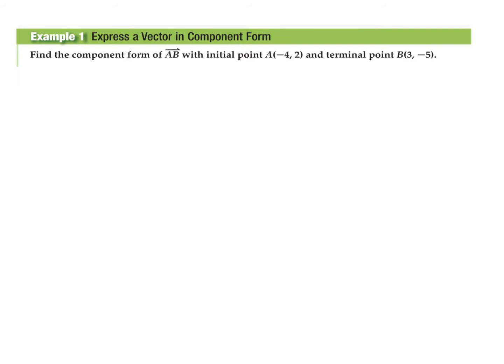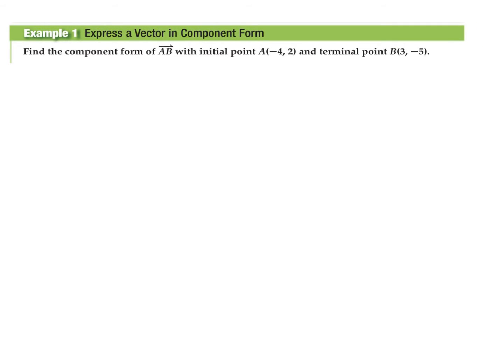Okay, you guys, so we're going to go ahead and find the component form of vector AB, with the initial point at (-4, 2) and the terminal point at (3, -5). So following that component formula, it's x2 minus x1, comma, y2 minus y1.